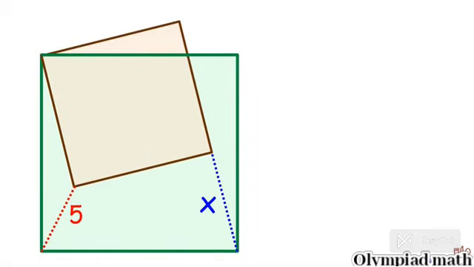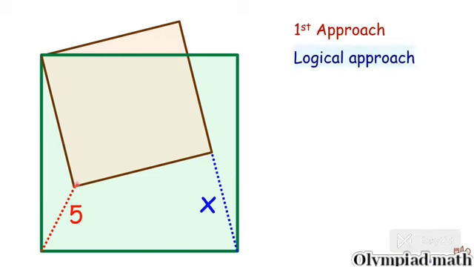We'll solve the question by two approaches. The first approach is a logical approach. Here in this question there is nothing given about the size of the brown square. So we can have this square as slightly large or small, but the question remains unchanged as long as the distance between these vertices is 5 and we have to find the distance between the other two vertices.